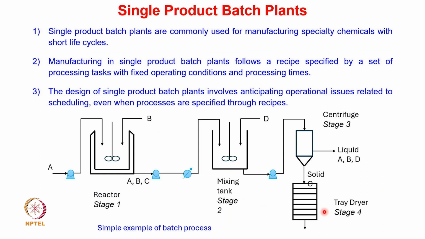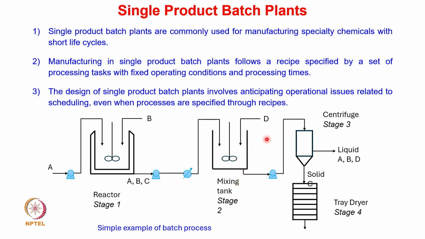If you take a simple example here, a simple recipe is given. In this case, chemical A is first mixed with B, and then the reaction occurs in the reactor. This is referred to as stage 1. In this reaction, the product C is formed. Then this ABC mixture is passed to the mixing tank, where another solvent D is added.